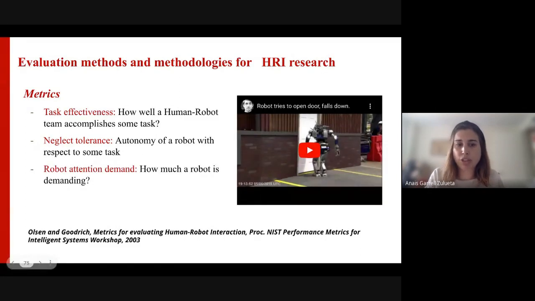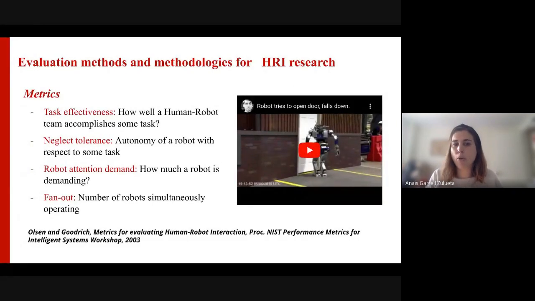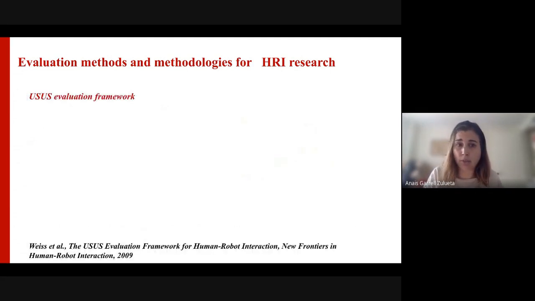Then we have the robot attention demand, so how demanding a robot is. For example, the robot is lost outdoors, so the robot has to ask the person, where am I located? Can you help me? So we have to study this attention demand. And finally, the fan out, the number of robots simultaneously operating. It's not easy. It's something that we can also remember.